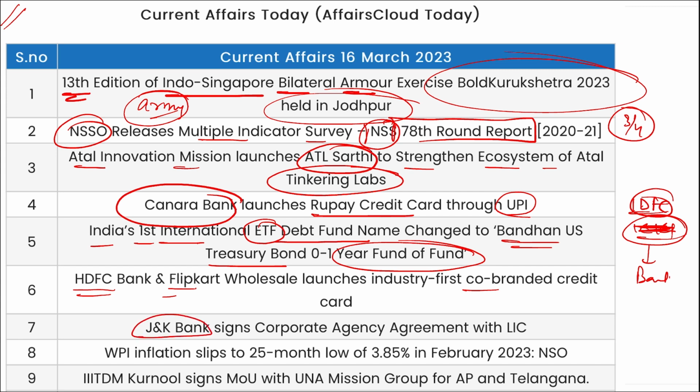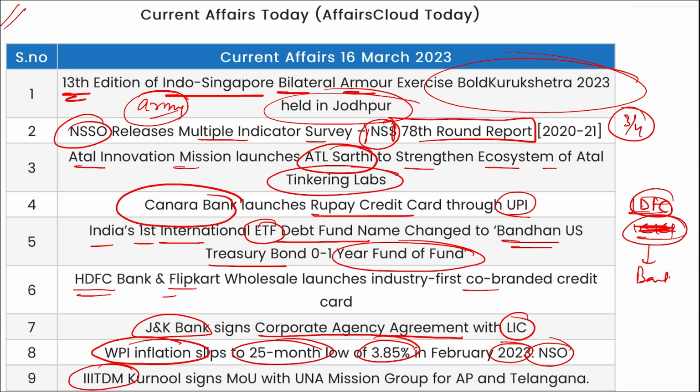Next, Jammu and Kashmir Bank has signed a corporate agency agreement with LIC. WPI, wholesale price index inflation, slipped to a 25-month low of 3.85% in February 2023. This data was released by NSO.